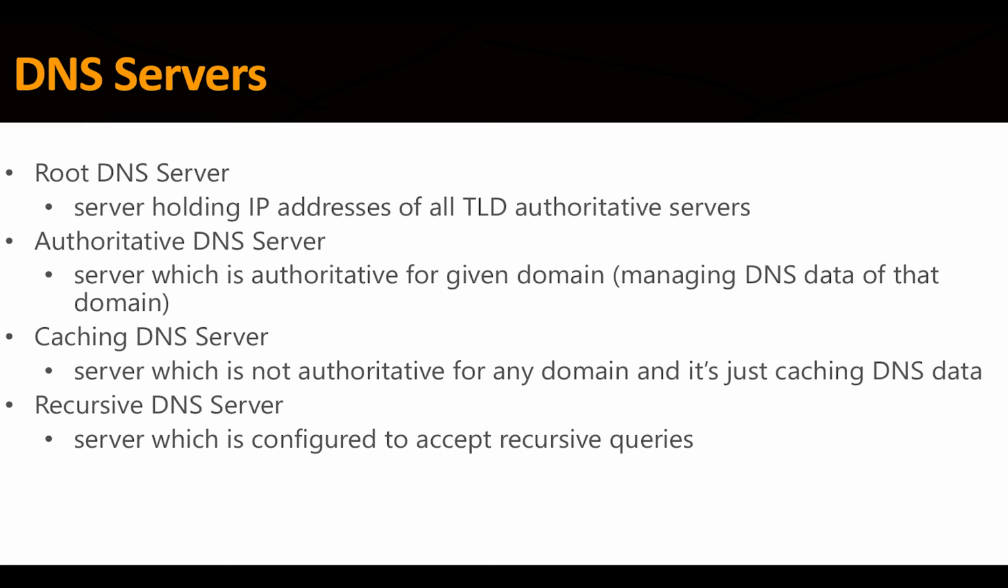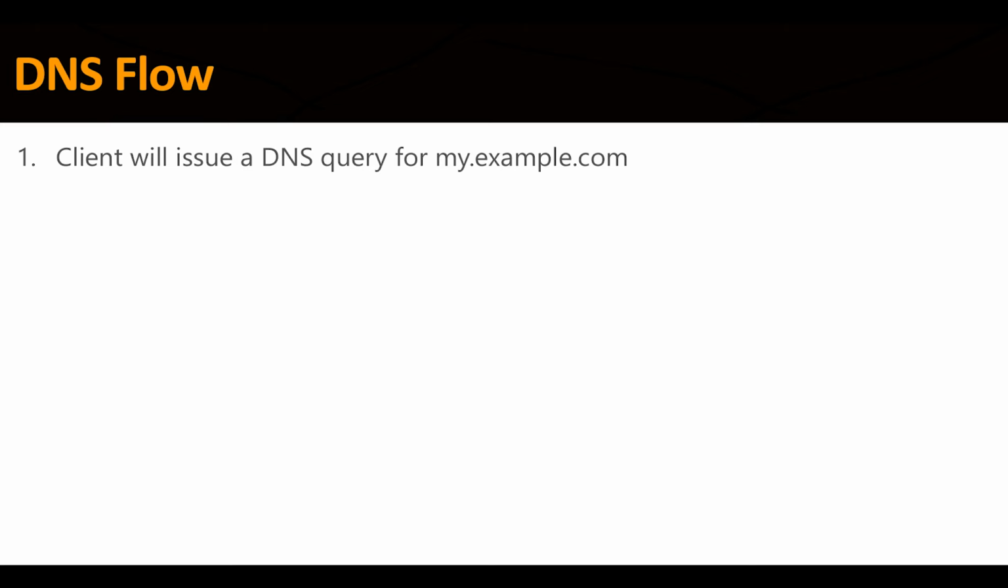So basically the difference is that either the resolver is doing all the work, sending the request and reaching out to DNS servers one by one, or, in the case of a recursive DNS server, the first DNS server is doing that and the reply you get as a resolver is always final. So let's imagine a client, for example a web browser, will issue a DNS query for my.example.com.